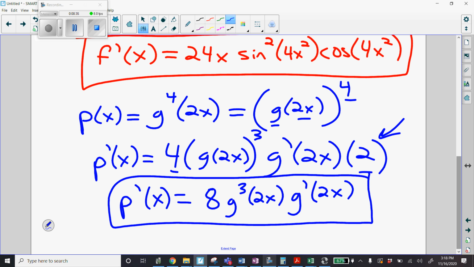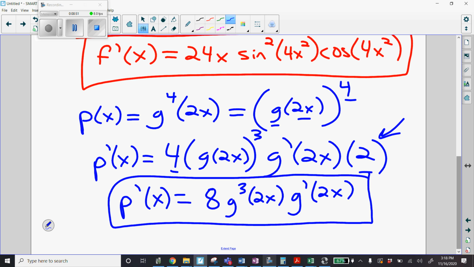Okay. So that's 2 chains. Again, it seems really confusing at first, but as long as you keep things straight, you can work your way to that correct answer. Okay.